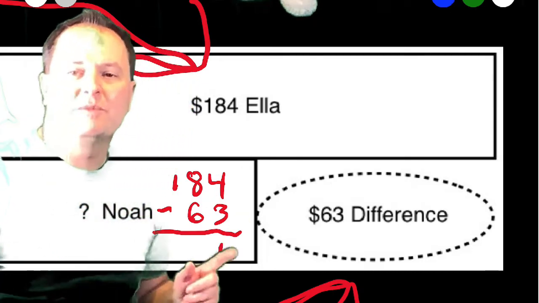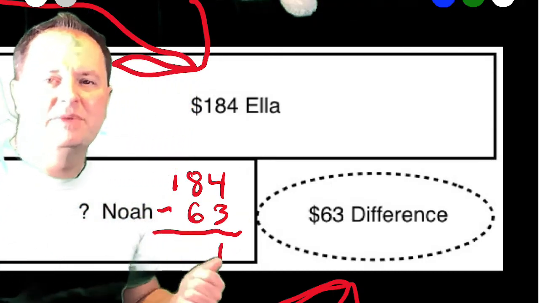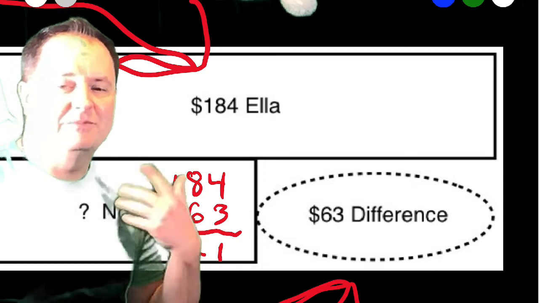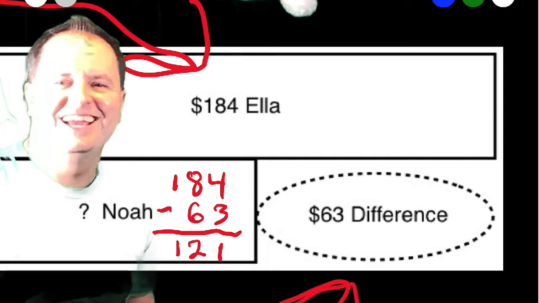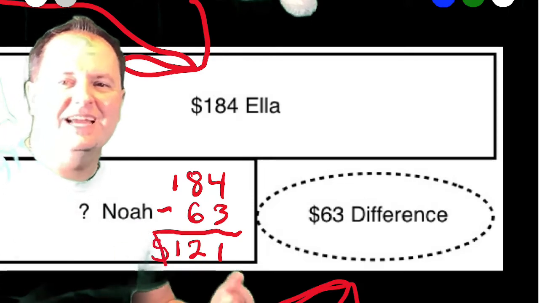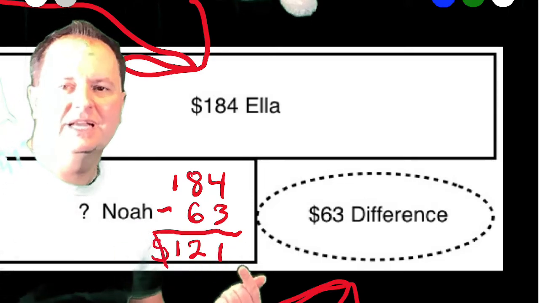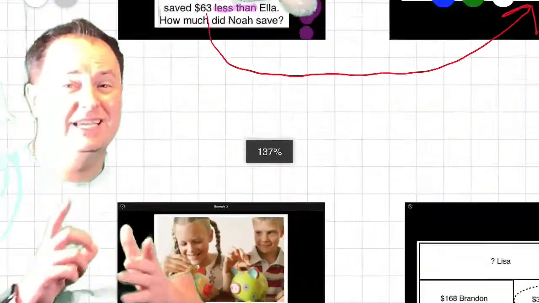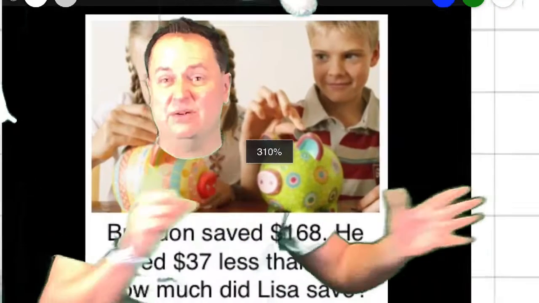Okay? 4 minus 3 is 1. 8 minus, I think that's minus 2. I'm looking at it backwards, so I apologize. All right, so that came up with 121 from here. I apologize again. I'm looking at it backwards as we're doing this.